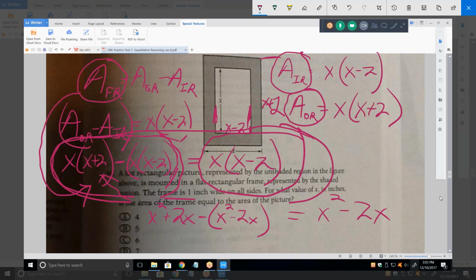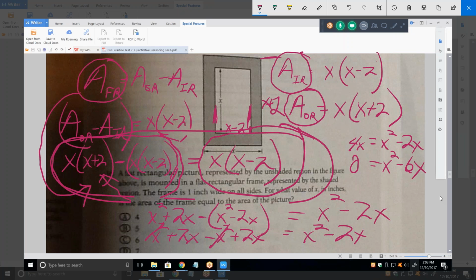Right. Now let's remove the parentheses. X squared plus 2x minus x squared plus 2x equals x squared minus 2x. Okay, so that's where you got the 4x. Now that cancels. 4x is what's left on the left only, and it's equal to x squared minus 2x. Correct. So now we have 0 equals x squared minus 6x.